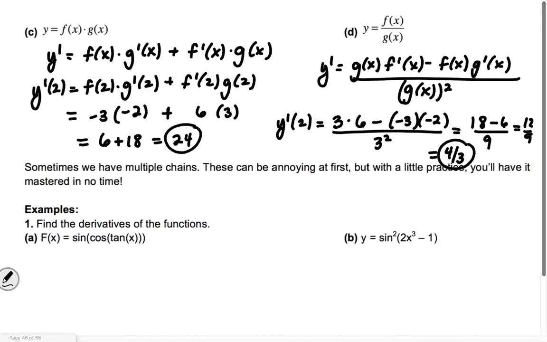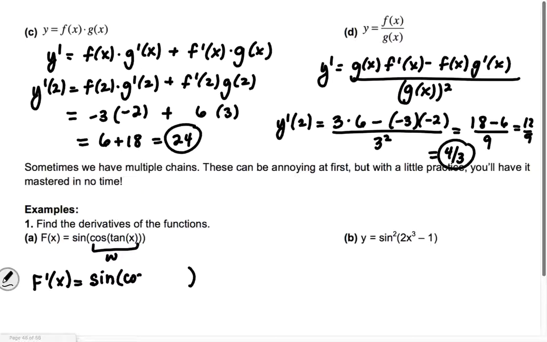Okay, so what we're going to do is we're going to start. So it's cosine of tangent of x, okay? We're going to start with this being our, like, w. So if I had sine of w, what is the derivative of sine of w? Cosine of w. So we need that whole inside part to be the same on the first step. So it's going to look like f prime of x equals sine of this whole inside part, which was w.